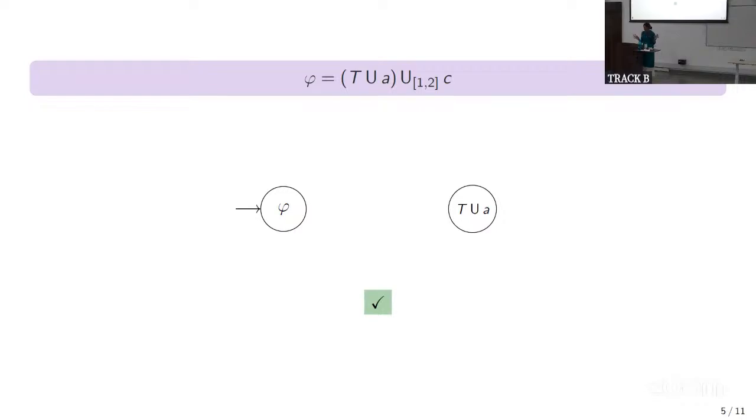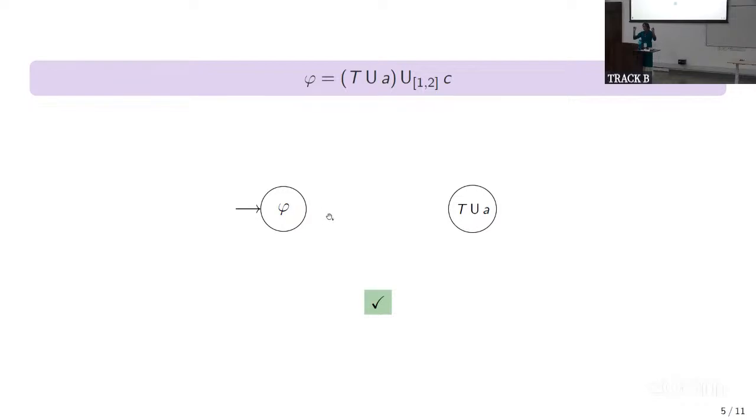I mentioned the MTL to one-clock ATA construction, which I will try to summarize a little, like a crash course on that. Say this is the MTL formula. It is basically saying there is a subformula, true until A, and this formula should be satisfied until a point that you see a C, and you have to see this C within 1 to 2 time units. So how do you model this as an ATA?